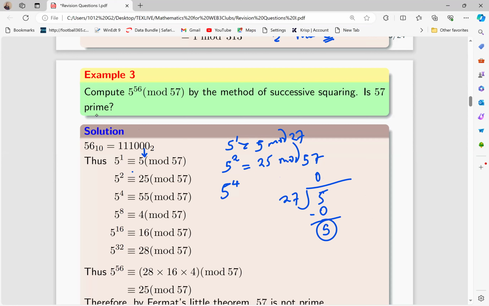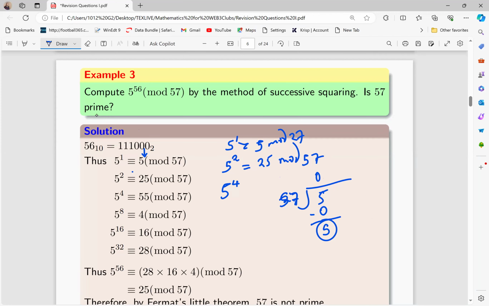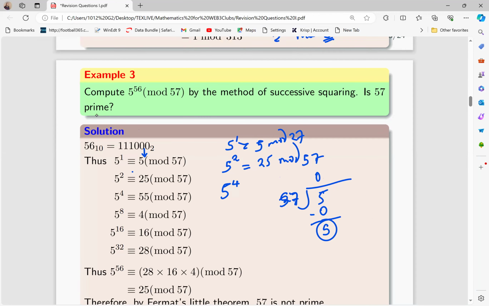Is that okay? And you see, the number is smaller than 57, so the remainder will be the same as the number. Yeah, because it's smaller than 57 already. So for instance, 57 will go there 0 times, and 0 times that will be 0. So the remainder will be 5. So that's the question. You're asking why? Yes. And it's the same for this.